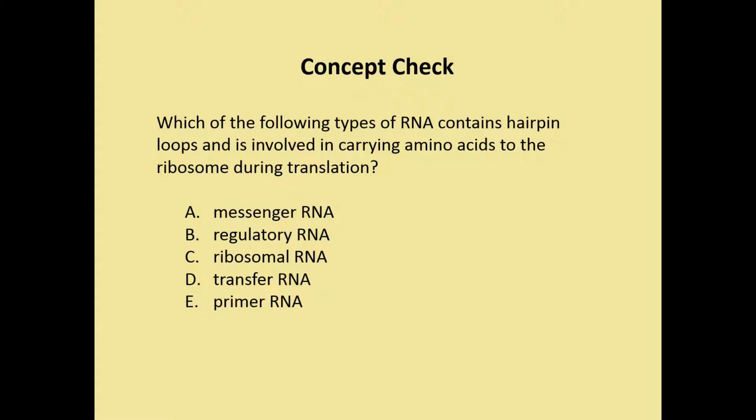Alright, so which of the following types of RNA contains hairpin loops and is involved in carrying amino acids to the ribosome during the process of translation? Well, it's not messenger RNA. It's not regulatory RNA. It's not ribosomal RNA. It's not primer RNA. In this case, it's transfer RNA.